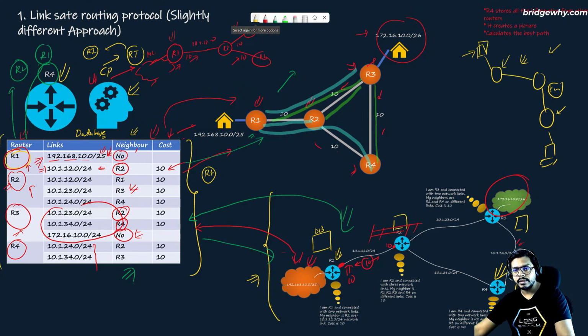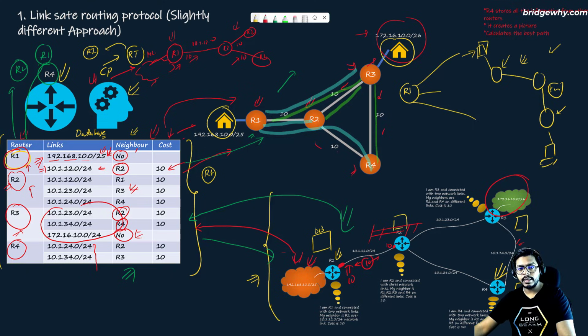So every router, it can create this picture, it can create the shortest path from me to reach every other router. And if that is the case, if you can calculate this, then of course these two networks can talk, right? R1 can say that if it wants to reach 172.16.10.0, there are going to be two paths. One path is directly from here to here via R2. The other path is R1, R2, R4, R3, right?